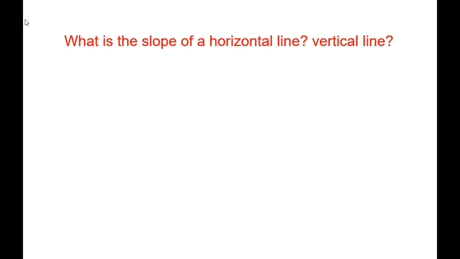A couple of questions I want you to answer on your own as a review. What is the slope of a horizontal line? What is the slope of a vertical line? The other two things we want to discuss in this lesson, we'll go through as a class: finding the correlation coefficient of a line, and then we'll also talk about the difference between correlation and causation.